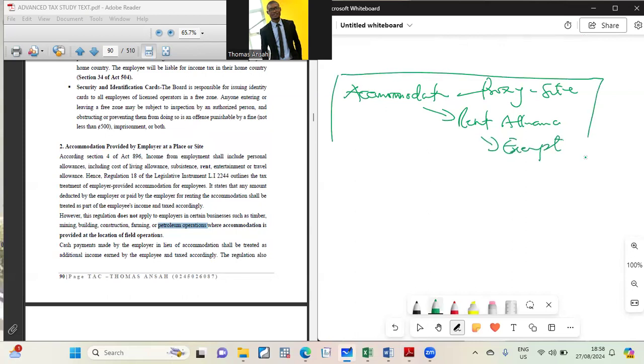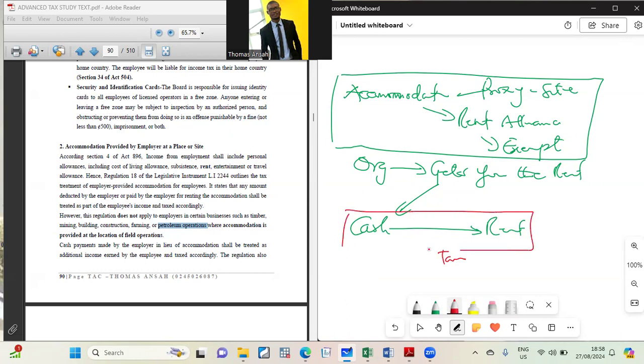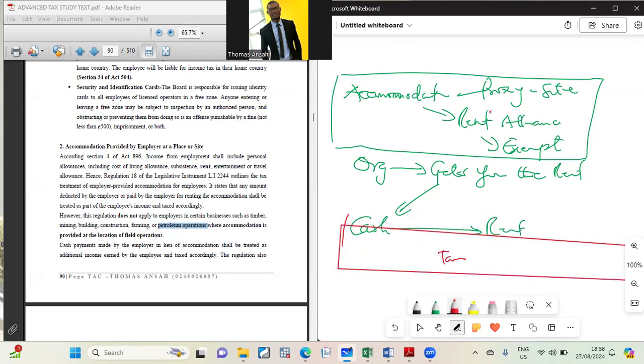This instance is when the organization gets you the building or gets you the house. But if the organization gives you the employee cash and you use the cash to go and rent, please, it is taxable. But if the organization pays directly, then it is not taxable. But if the organization gives you cash, then it means it's taxable. So please take note of that. And the thing must be proximate to site. If it is not proximate to site, forget about it.